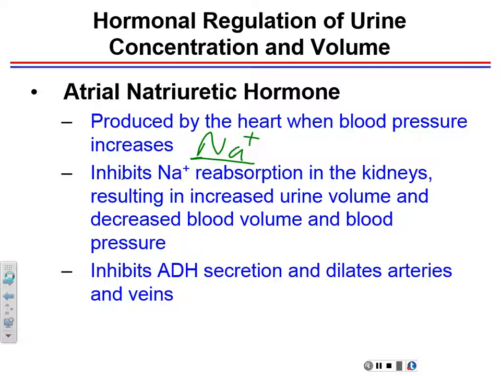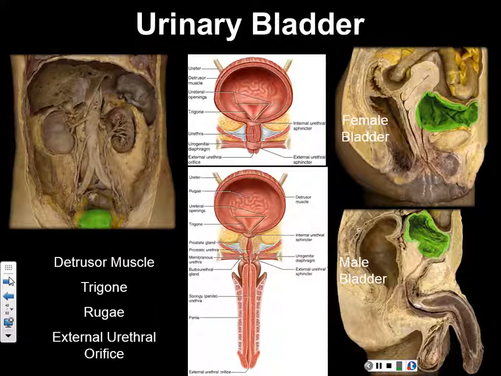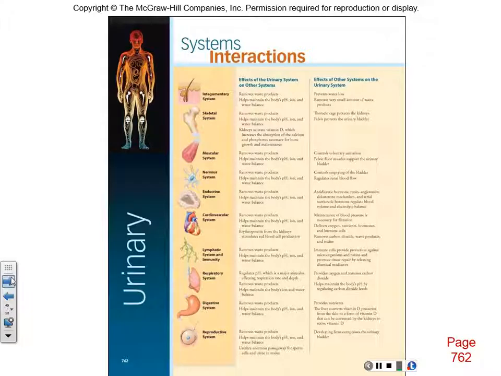Okay, as long as the ADH is maintaining the osmolarity, because of the water content. Okay, so this is atrial natriuretic peptide. And then this just shows you the female and male bladder, okay? And then as usual, compare the systems.